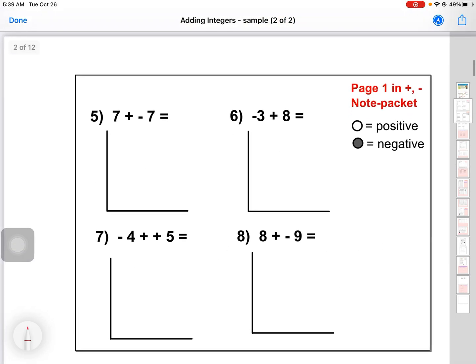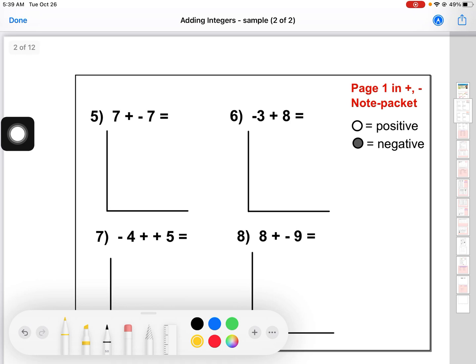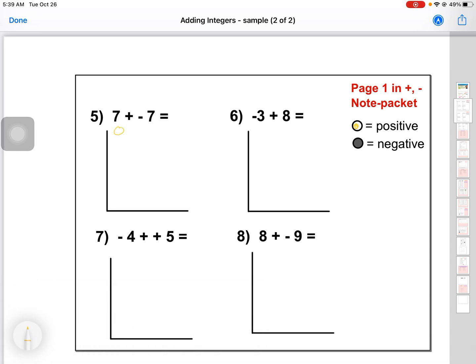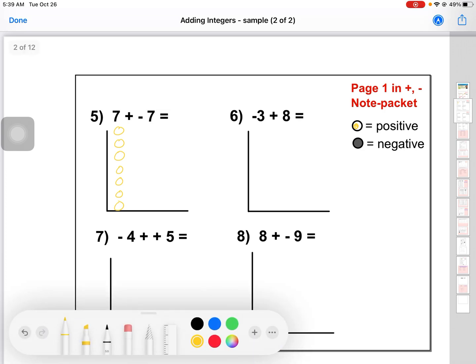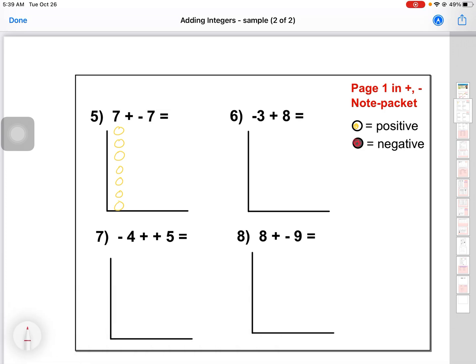Now in 5, you're going to see we can start to combine positive and negative numbers. So the first 7 is going to be represented by, remember, yellow chips, 1, 2, 3. And then the second one is going to be represented by red because it's negative.